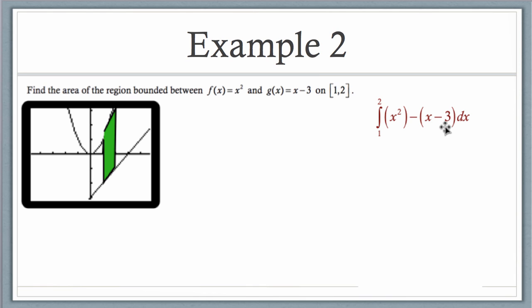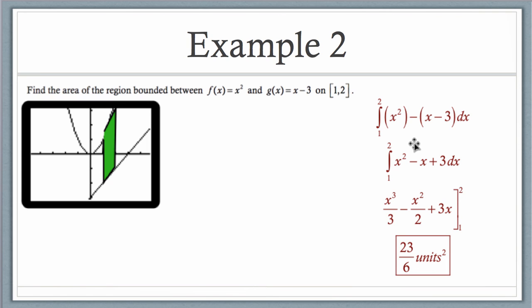Don't forget to put your second function here definitely in parentheses, because we do have subtraction here and we're going to have to distribute that negative sign. So I have the integral from 1 to 2 of x squared minus x plus 3 dx. Taking the antiderivative of that, I get x cubed over 3 minus x squared over 2 plus 3x, evaluating from 1 to 2, and I get 23/6 square units.